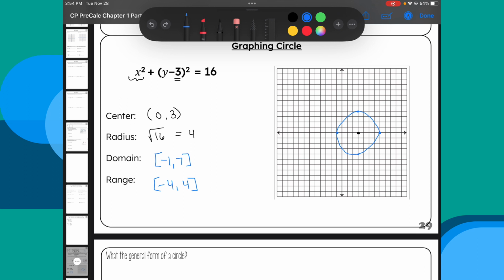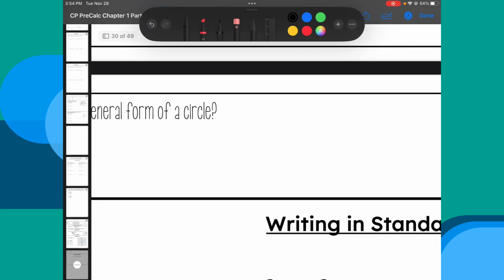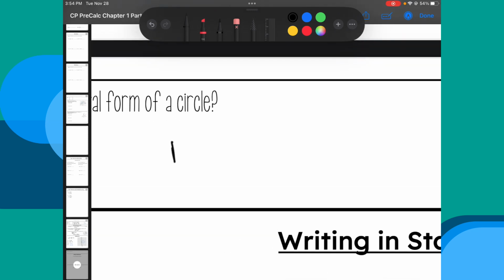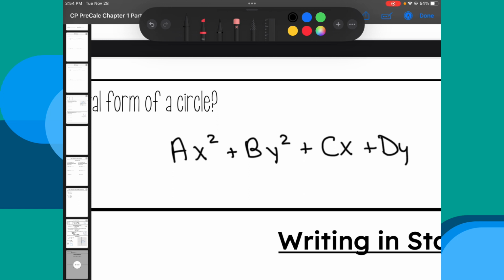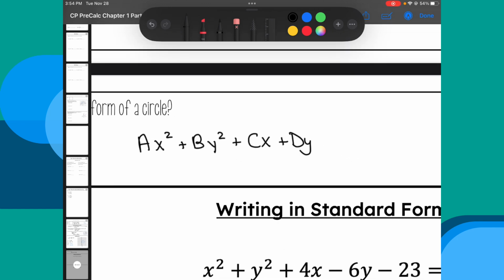So we also have something called the general form of a circle. General form of a circle looks like this: ax squared plus by squared plus cx plus dy plus e is equal to 0.